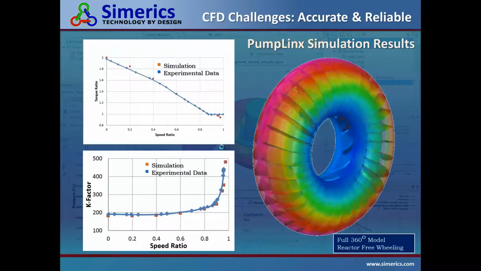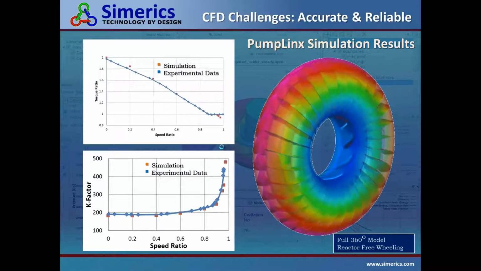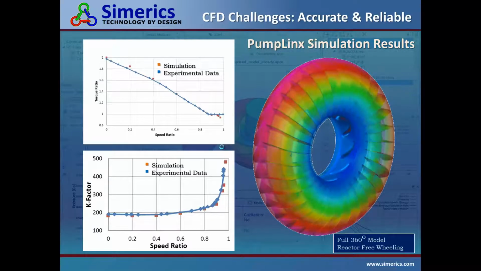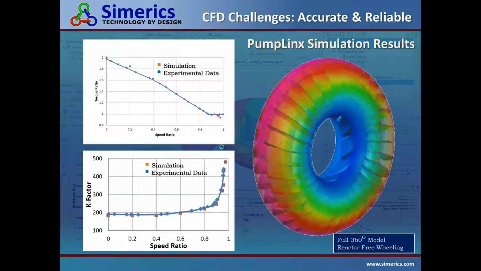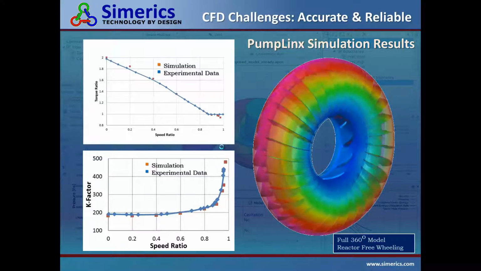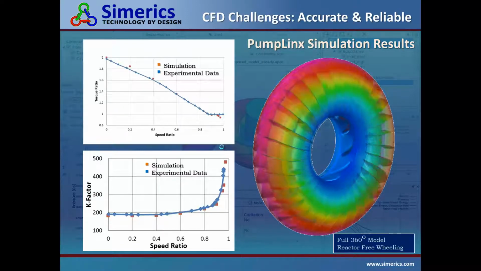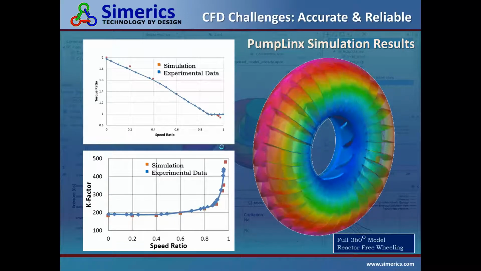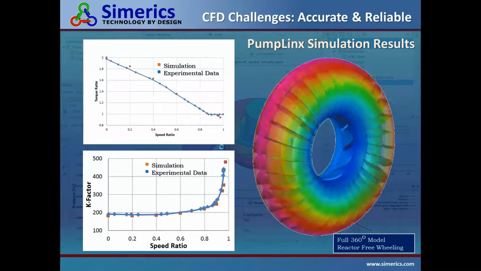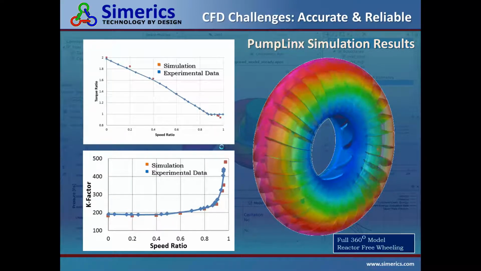Here we see the PumpLinx simulation results for a full 3D transient simulation. The torque converter impeller and turbine rotate at prescribed velocities, and the stator rotation is part of the solution and is due to the predicted fluid forces. The plots show the experimental data in blue and the simulation predictions in red of the torque ratio and K-factor versus speed ratio. PumpLinx results for a full 3D transient simulation of a torque converter matched the torque ratio experimental test results exactly for the majority of the operational range and matched to within 2.5% at the speed ratio of 0.2.